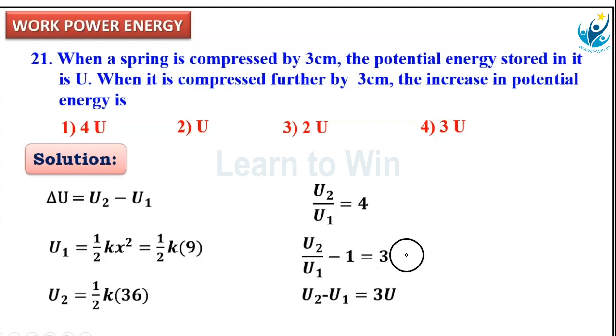So U2 minus U1 is equal to 3 times U1. U1 is nothing but the initial energy, that is U. 3U is the answer. This one is the option.